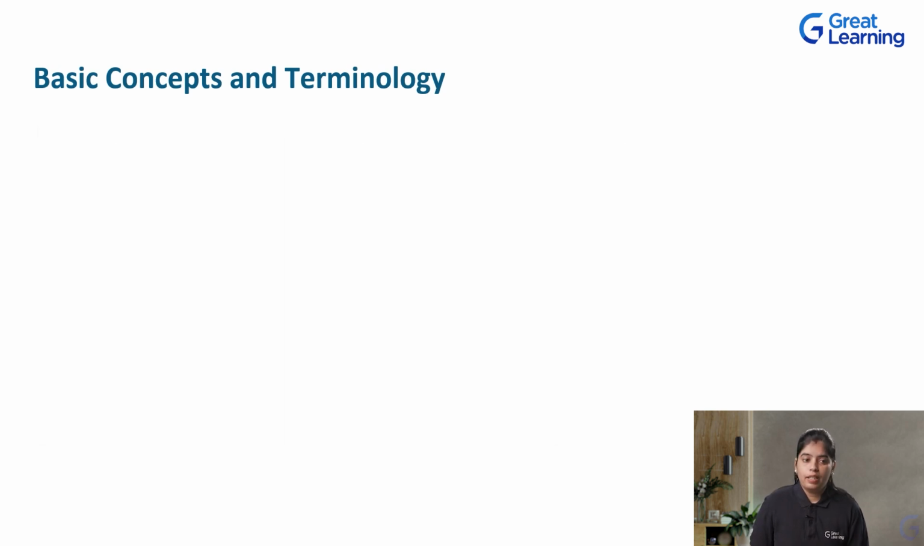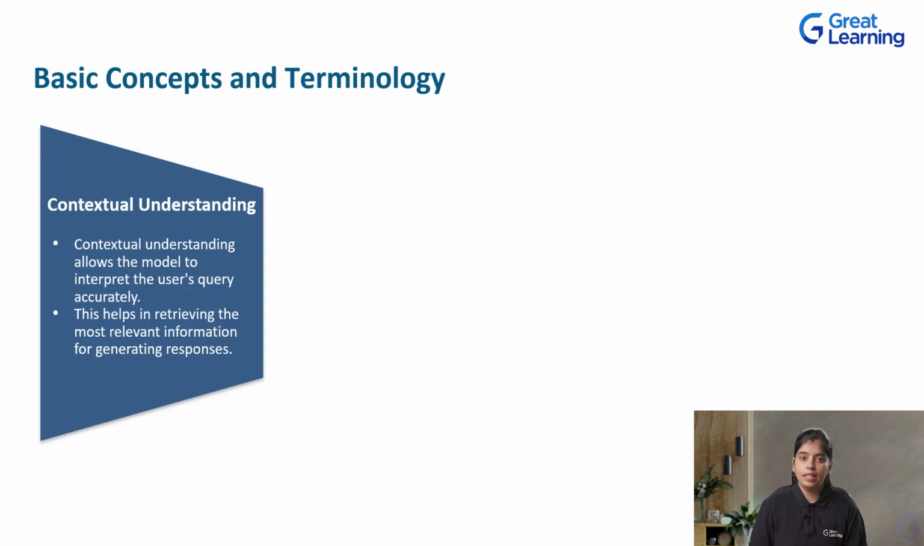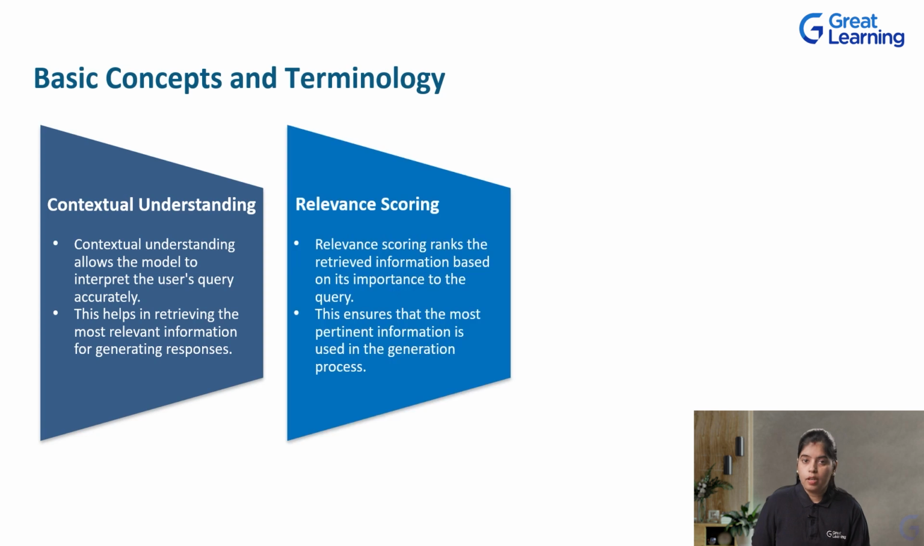Now the next one is contextual understanding. You can see on the screen that this allows the model to interpret the user's query accurately. This helps in retrieving the most relevant information for generating a response. Basically, it understands the context behind the retrieved information and tries to interpret the user's query accurately. Based on that query, we generate the response, like what we want will come in the outcome, right? So if it understands that properly, it will generate an accurate and reliable response. So this is contextual understanding.